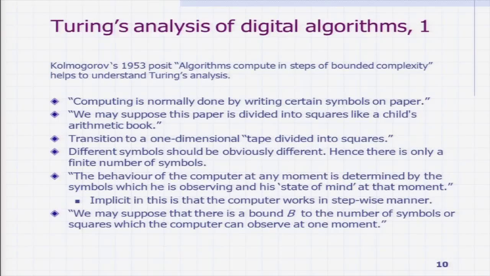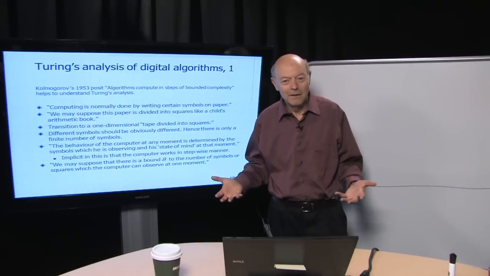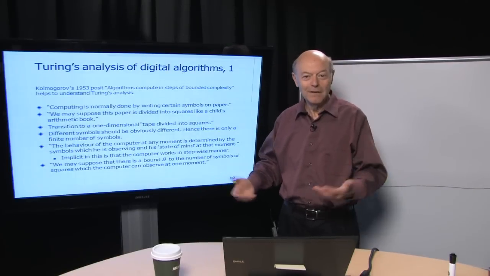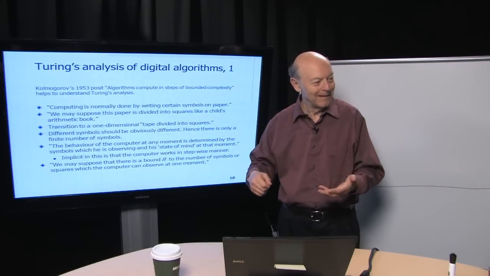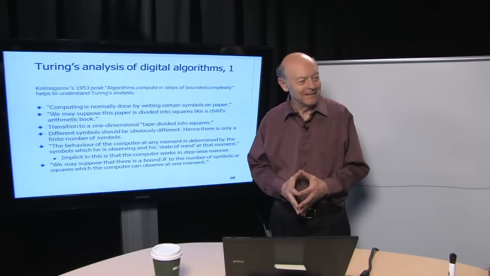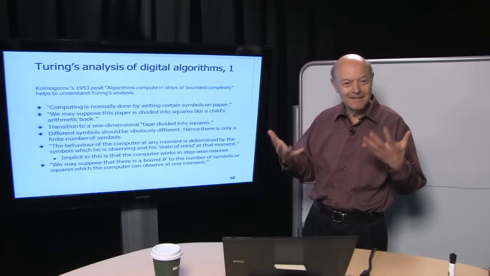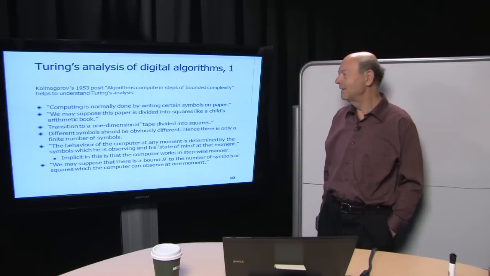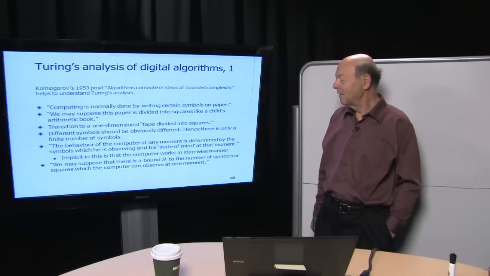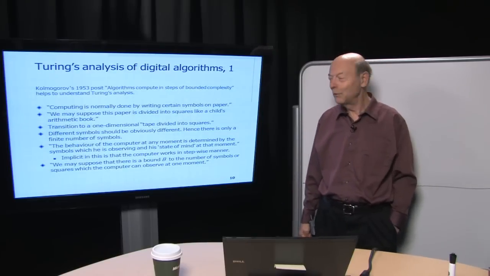Sounds very, very general, but notice also that it's a restriction to digital computers. Now he says, okay, so with this beginning, how much can you do? You look at a man or woman writing symbols on paper. How can you possibly analyze this? And that was the genius of Alan Turing, that he saw a way to do it.